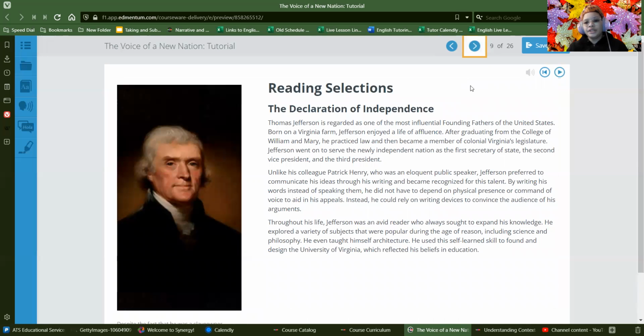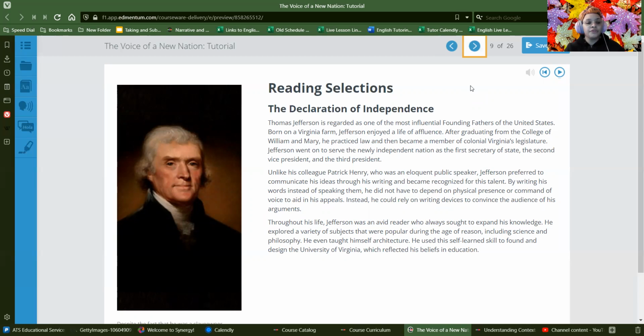So the first reading selection here is the Declaration of Independence. I don't go into the actual excerpts that are here, but we can still review the information around it. They start off with giving you the background for Thomas Jefferson because he was the main author of the Declaration. So they tell you that he was very influential and they give you his background. He was born on a Virginia farm. They tell you where he graduated from and that he became a member of Virginia's legislature.